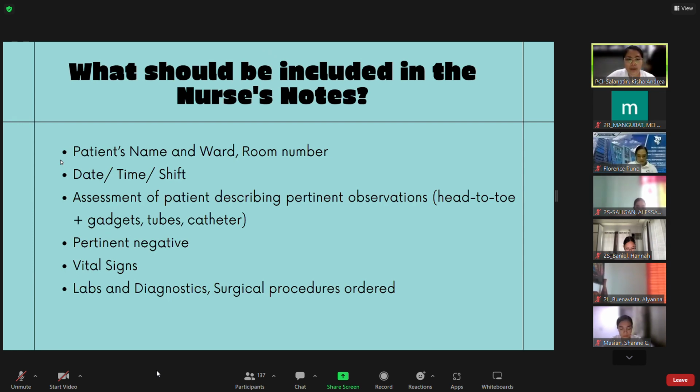And next is the labs and diagnostics or the surgical procedure ordered. So there we will put, for example, the CBC or X-ray, whether we have received the result already or it is still to follow. Next is the evaluation of how medical interventions work. And then the patient's subjective data or complaints. Next is the intervention rendered, like the TSB, bedside care, for example, you stretched the linens and tucked them well.